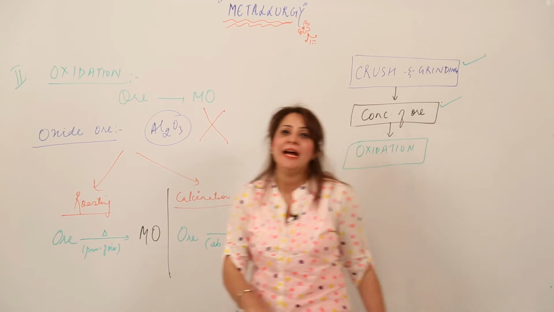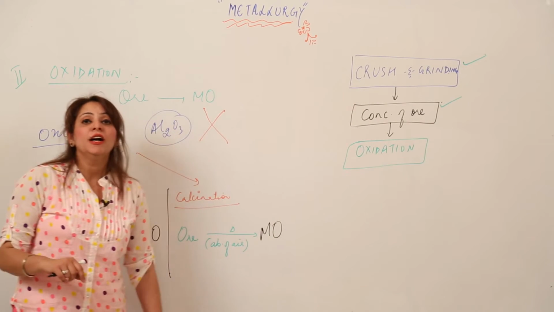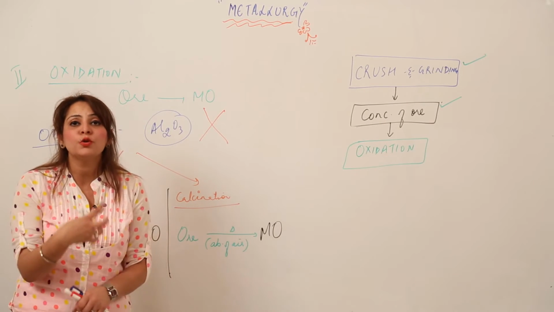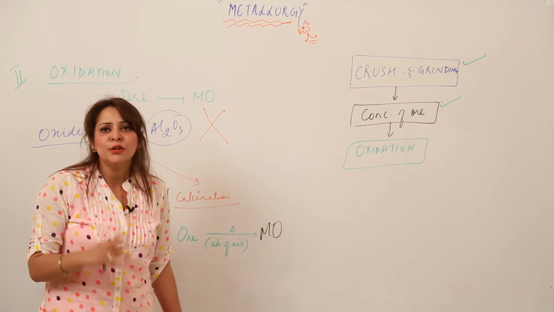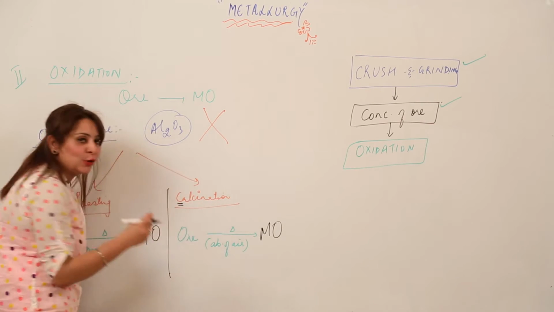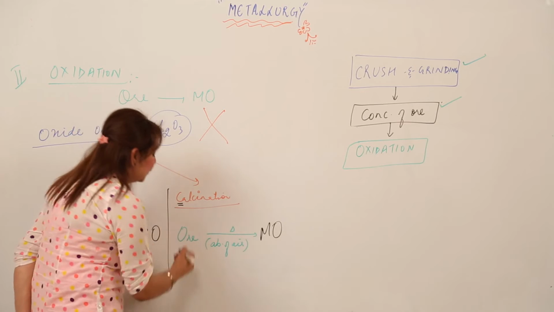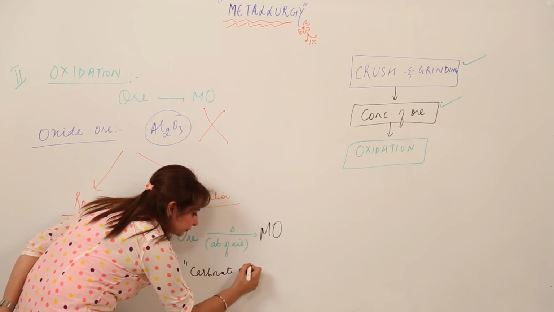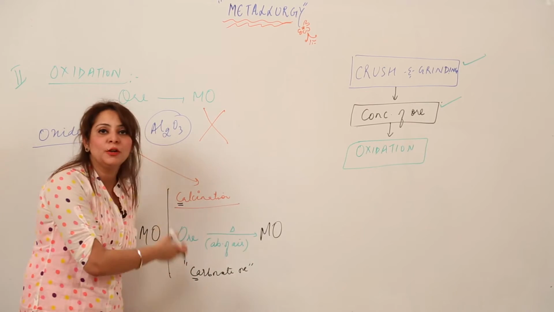One more difference between roasting and calcination: you must be thinking, for which ores will we do roasting and for which ores will we do calcination? It is so simple to learn. See, calcination starts with C. So, just make an idea that it is used for carbonate ores, C and C. You can just correlate them, right.